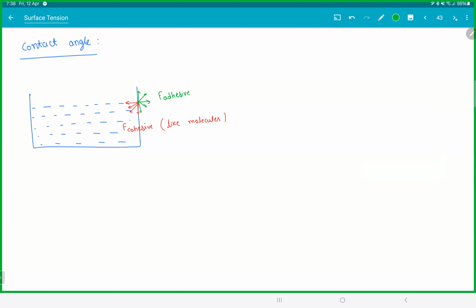Next time when you buy Fevicol, read the marking on top of it. It will be written like adhesive.